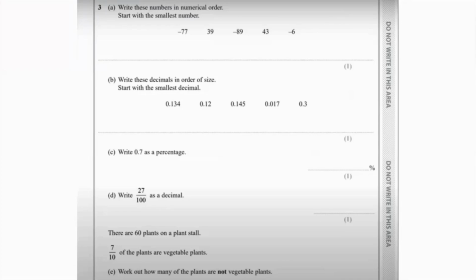So over here, the biggest number is 89, but since it has a negative sign, negative 89 is the smallest. Then we have negative 77. After that, we have negative 6. Then we have 39, and lastly, 43. So these are the numbers rearranged in ascending order, starting with the smallest.